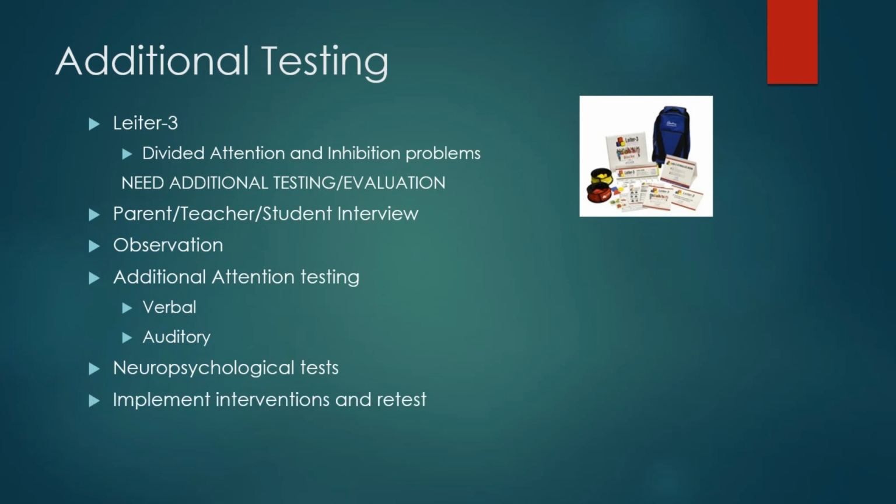Finally, as we talked about, testing should be looked at as a cycle of testing, interventions, and then retesting. So for this student, we should implement some of those interventions we discussed, such as minimizing distractions, seeing how that impacts student functioning, and then retest at a later time, including administering some academic testing as well.